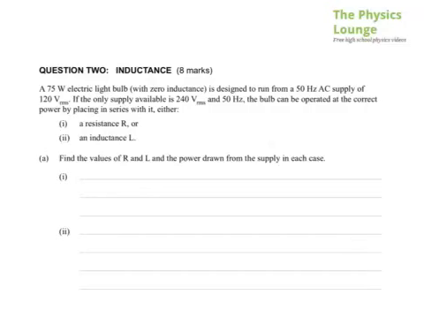Question 2 for the 2012 Scholarship Physics paper, NZQA, NCEA. A 75 watt electric light bulb. This is on inductance with zero inductance.